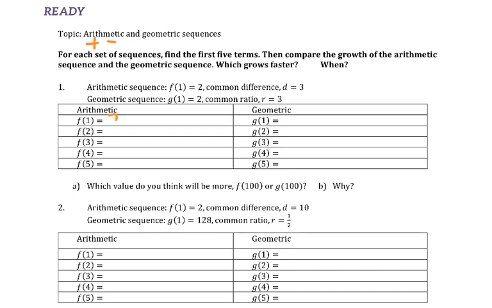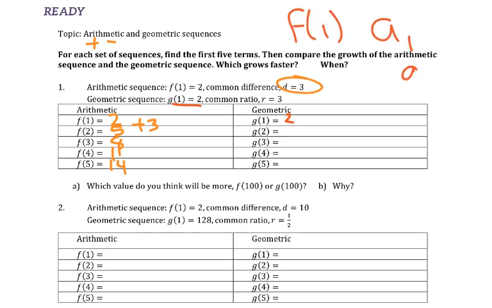So if f of 1 equals 2, and my common difference is plus 3, that'd be plus 3 each time. So I'd go 2, then 5, then 8, 11, 14. Whereas with my geometric, g of 1 equals 2. And remember that f of 1 is the same as a sub 1, or g of 1 is the same as a sub 1.